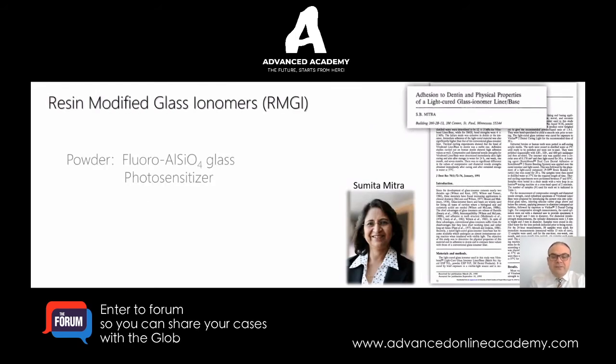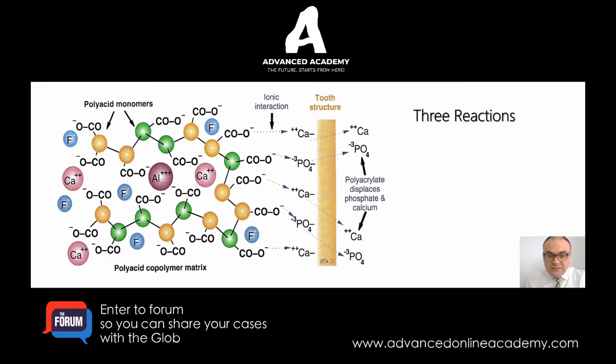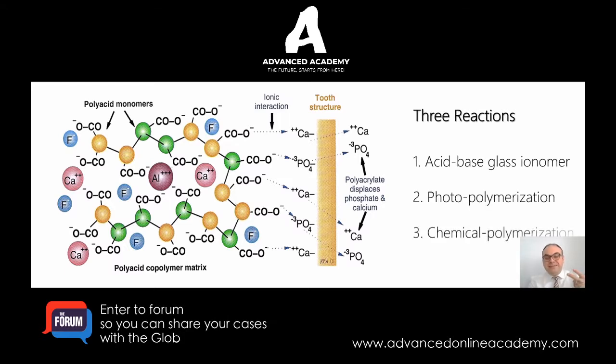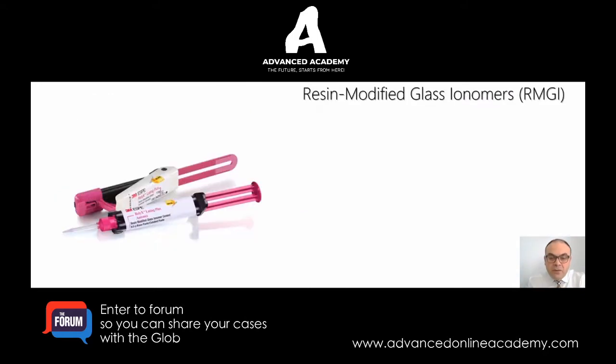Then we had the resin-modified glass ionomer. Sumita Mitra was the first who introduced fluoroaluminosilicate glass with a photosensitizer. The polyacrylic acid works as a copolymer, and HEMA has also been added along with photo initiators. I don't know what's going on in this diagram, but as a clinician, all I need to understand is how this material reacts. There is an acid-base glass ionomer reaction, that's the traditional chemical reaction, and there's also a photopolymerization process and a chemical polymerization process. So resin-modified glass ionomers undergo these three reactions before they set.